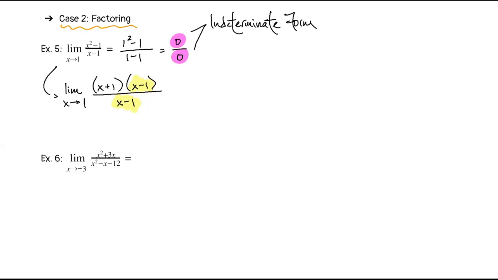So when I have an x minus 1 on the top and an x minus 1 on the bottom, algebraically, I can say, let's reduce those, okay? Now, once I reduce those, let's see what we're left with. The limit as x approaches 1 of what's left. Just that x plus 1. Exactly.